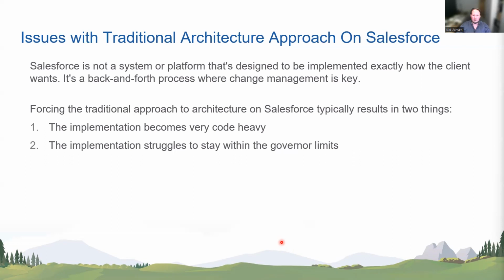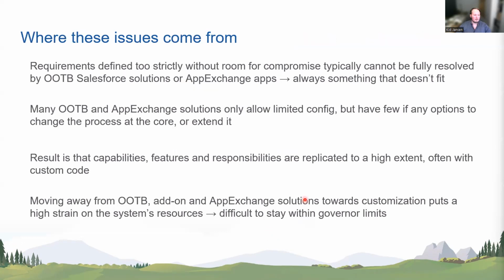So you will have a lot of code to build almost all your solutions custom to really implement it the way the business wants it, which means that the implementation is very likely to struggle to stay within governor limits, will no longer be performant. It will probably be not very easy to understand the solution, to maintain it, to extend it. So you get all kinds of problems with the implementation. And these issues are typically created on the requirement side.